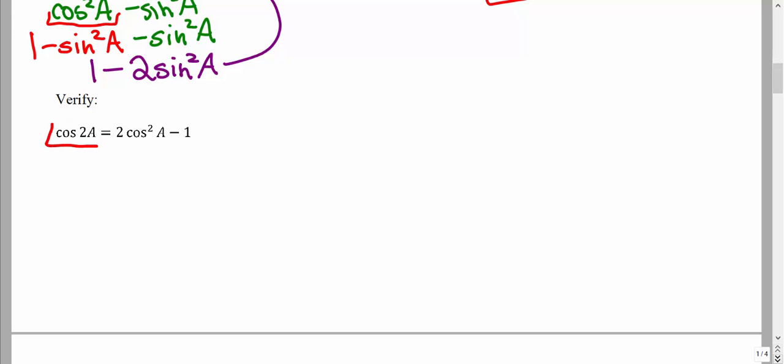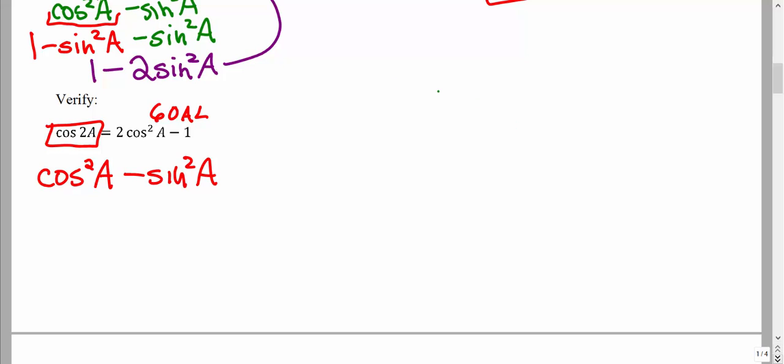And for our last double angle identity for cosine, we're going to do very similar things. We're going to take the left-hand side and show that we can write it as 2 times cosine squared A minus 1. We're going to use that first double angle identity: cosine 2A is equivalent to cosine squared A minus sine squared A. And we want to show that we can achieve the right-hand side.